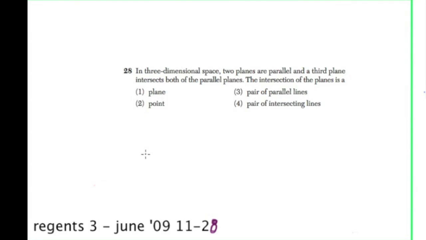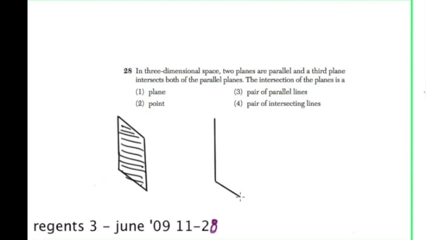Oh, okay. This one is hella tough. In 3-dimensional space, 2 planes are parallel and a third plane intersects both of the parallel planes. So let's draw our planes here. This right here is a plane. Let's draw another plane parallel to that plane, and try to get it as parallel as possible. I'll color this in with something different. So these are parallel planes.